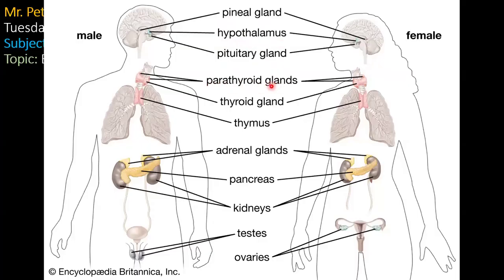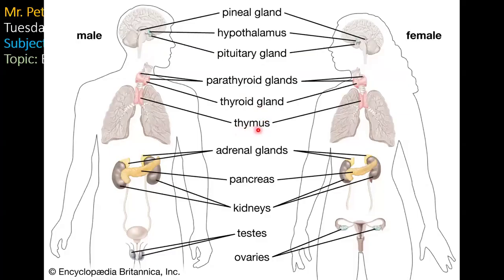Can you pronounce this? What is this? The parathyroid gland. And then this is the thyroid gland. What happens when you have an enlargement of the thyroid? What do you call that? Goiter. And goiter happens because of what? Lack of iodine. Iodine deficiency. Very good. That's actually hyperthyroidism as well.